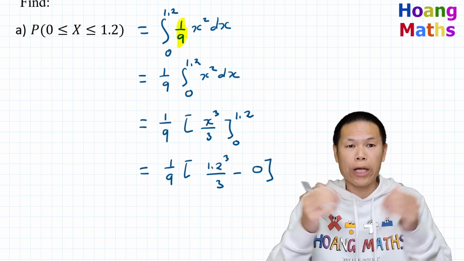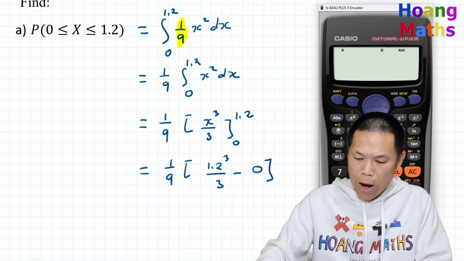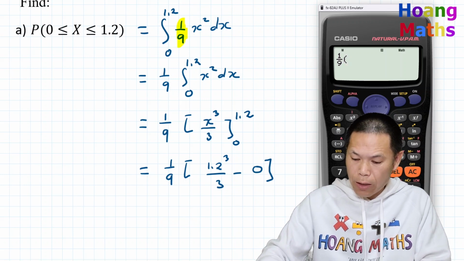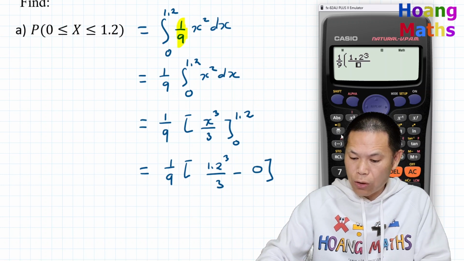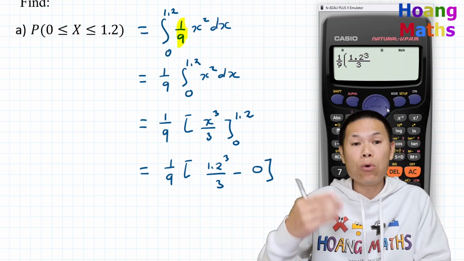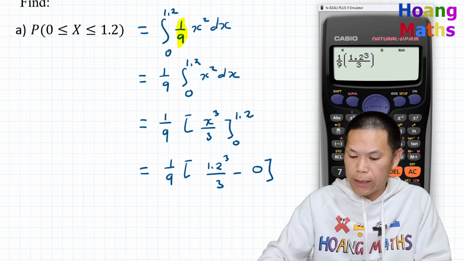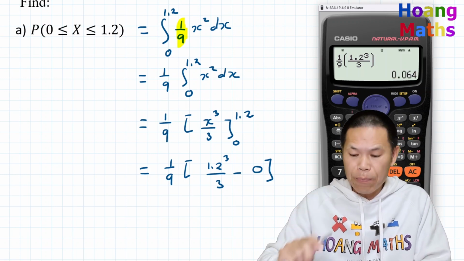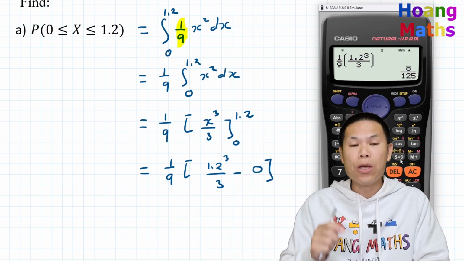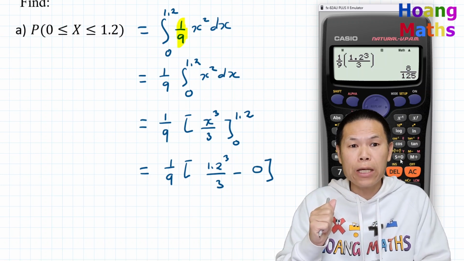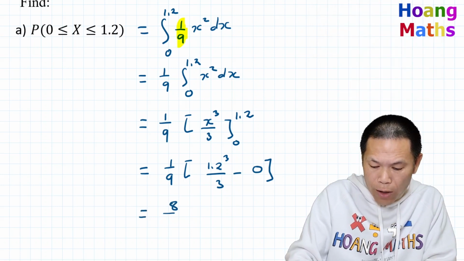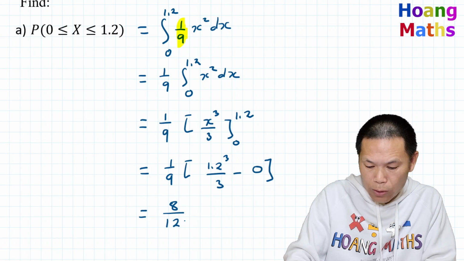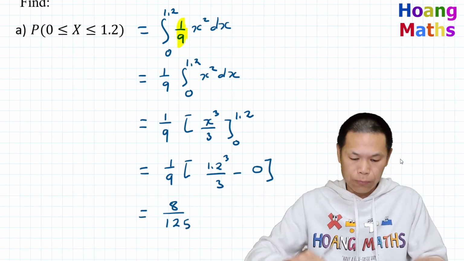Now I just put it on the calculator. I go 1 over 9, then brackets, 1.2 cubed, then fraction over 3, and then we minus 0, which is 0 anyway. Close brackets, equals. So that's the answer. Let me write it in fractional form: 8 over 125. So that is equal to 8 over 125. There you go.